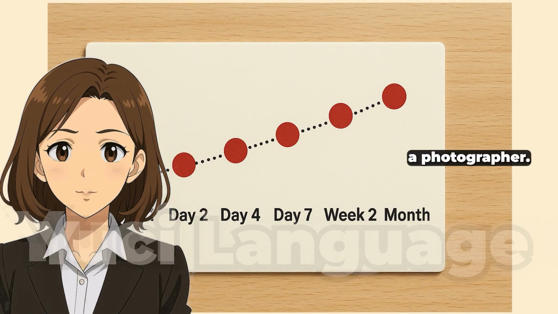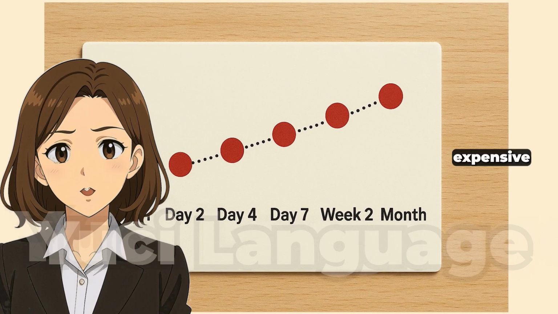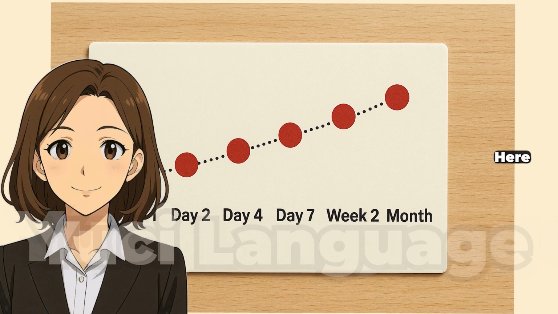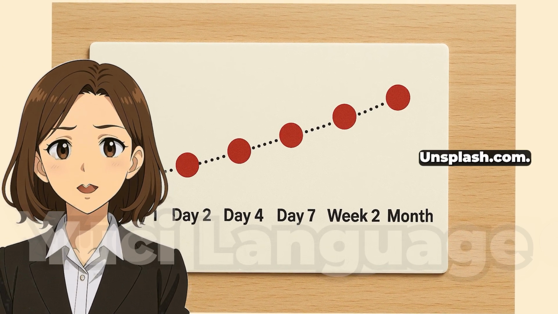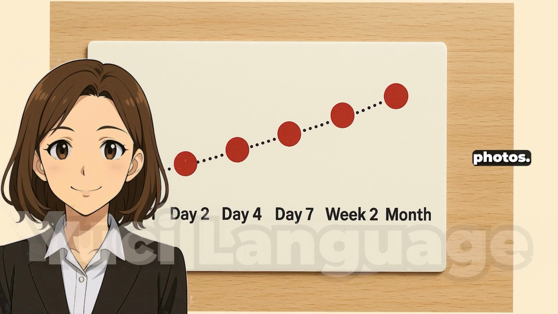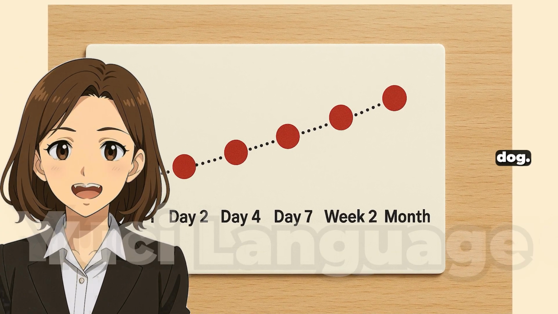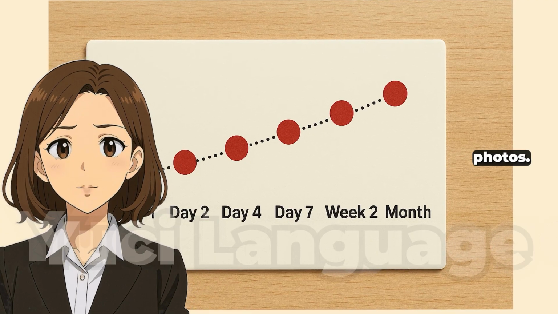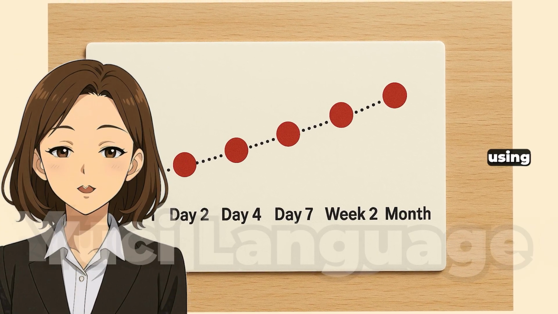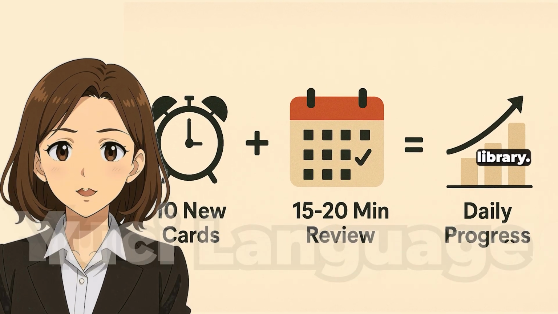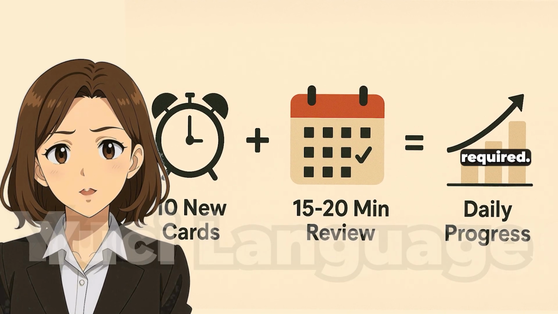You don't need to be a photographer. You don't need expensive images. You just need clear, simple photos that represent the word. Here are the best free sources. Unsplash.com. High-quality free photos. Search for any object and you'll find professional images. Search dog and you'll find hundreds of dog photos. Pick one, download it, use it. Pixabay.com. Another free image site. Huge library. No attribution required.